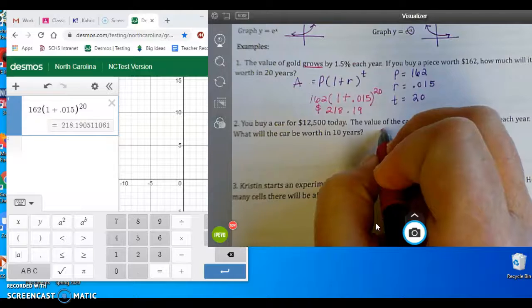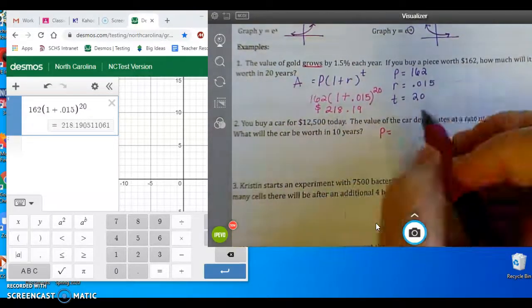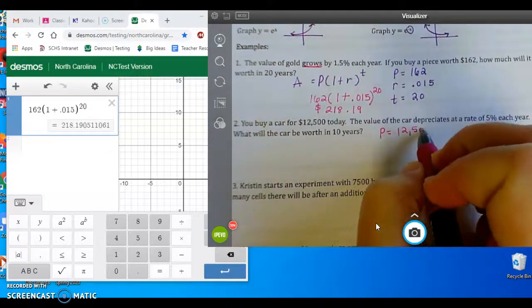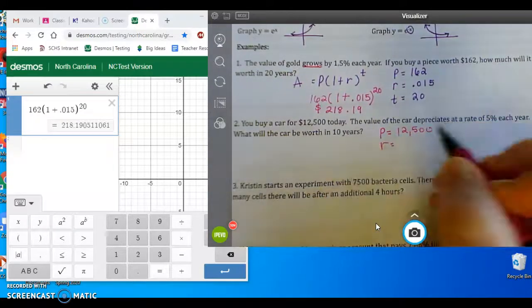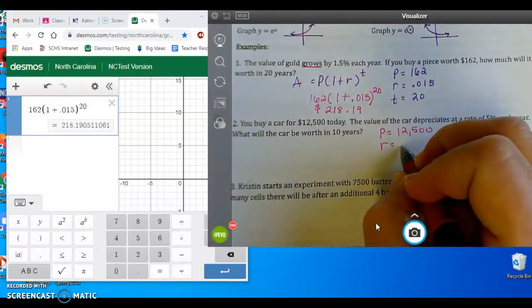So, what's P? What's my starting value? The amount that I paid for the car. Okay, R is my rate. I see that it's 5%. I either need to divide by 100 or move the decimal over 2 places. So it's not 0.5, but 0.05.